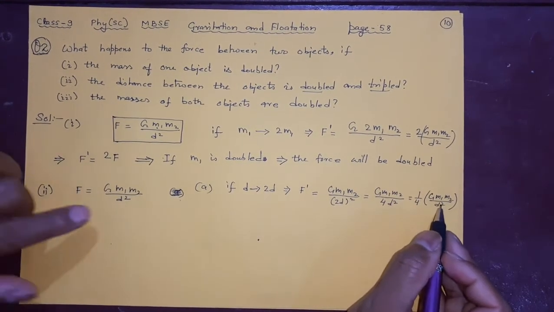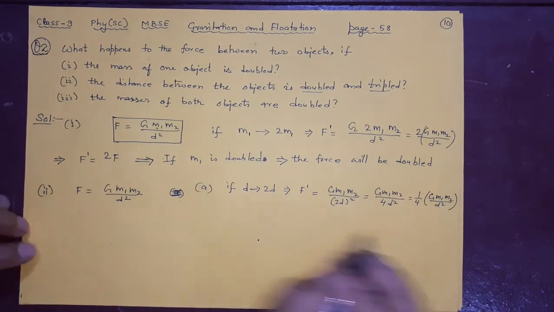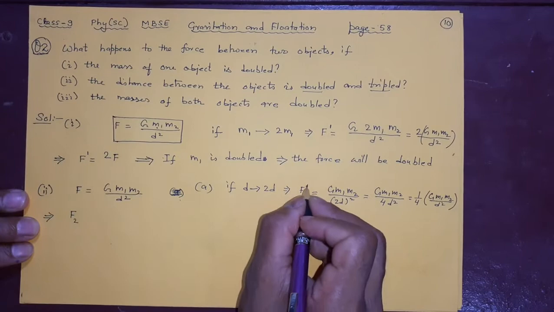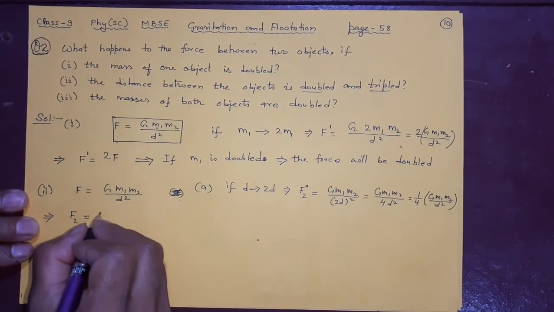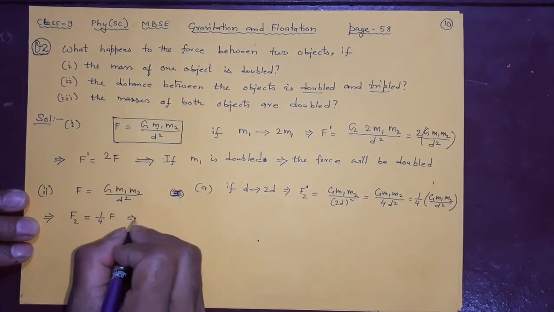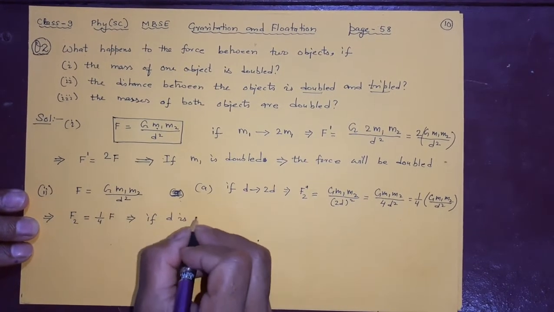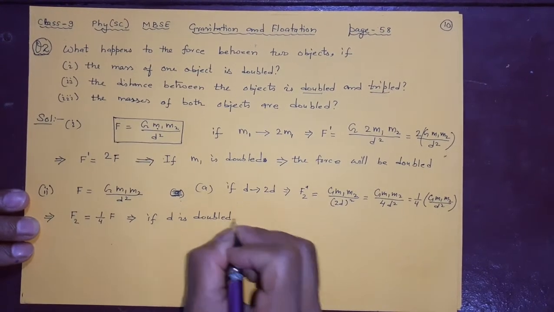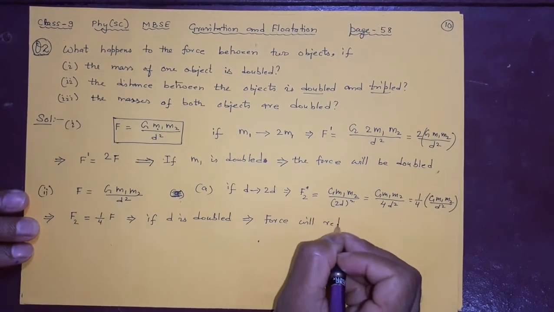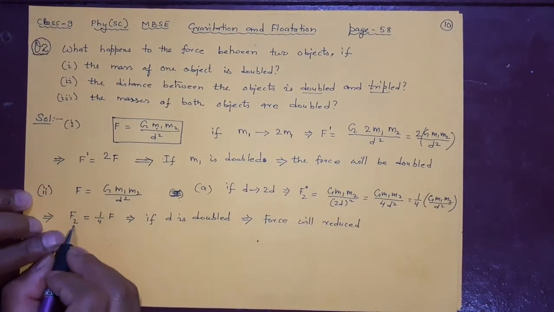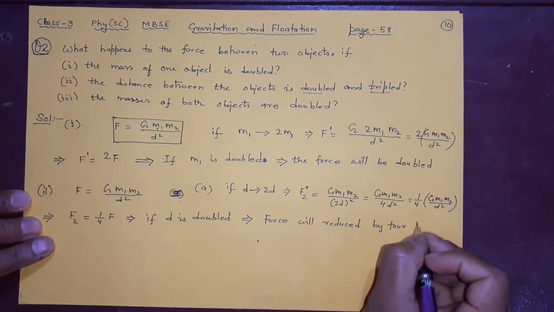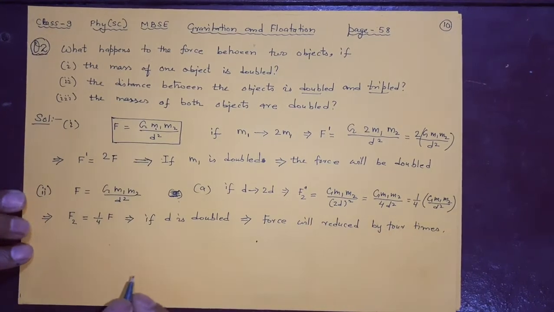This is the old force. See, G m1 m2 by d square. That means what has happened? Force, I'll call it F2, equals 1 by 4 of the old force. That means what? If d is doubled, force will become very less. Can you see? F2 is 1 by 4, reduced by 4 times, or 1/4 also you can write, reduced by 4 times.